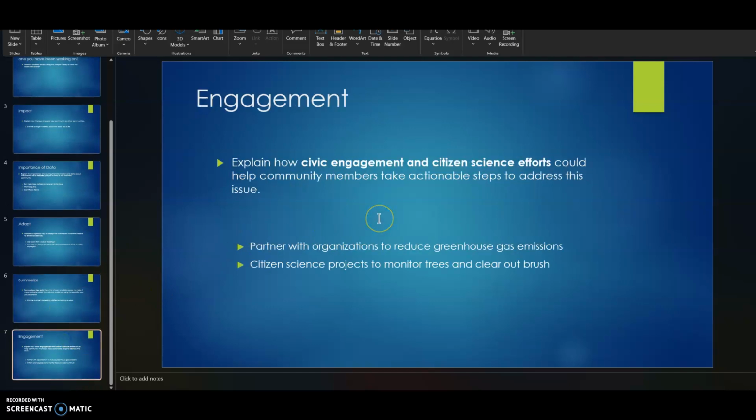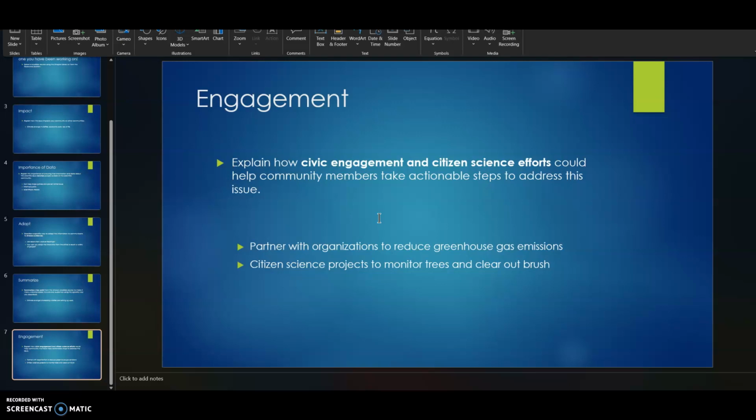And then the last piece is about engagement. So how can civic engagement and citizen science efforts help people take actionable steps to address the issue? In my particular issue, with climate change creating more wildfires, the civic engagement would be to partner with organizations to help reduce greenhouse gas emissions. Now, that could be a number of organizations. It could be volunteer organizations. It could be government organizations. It just depends.